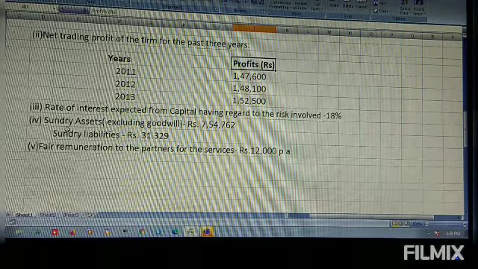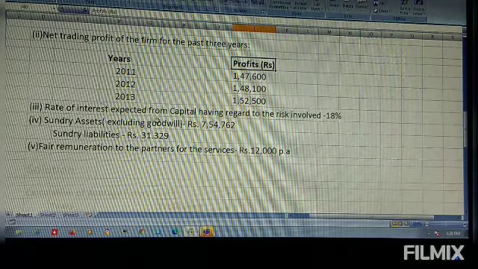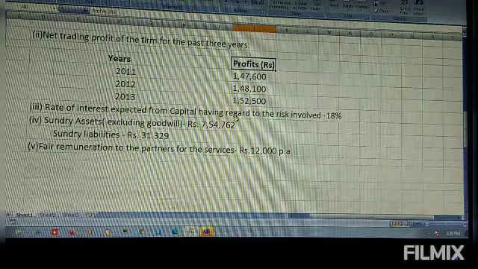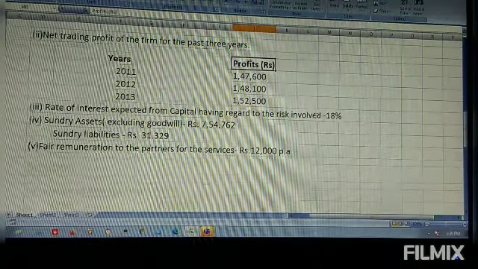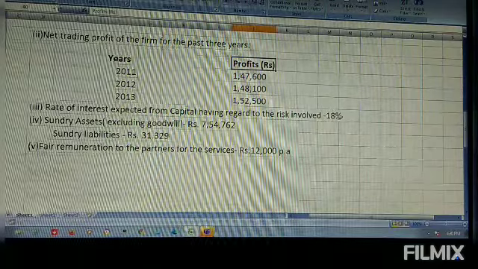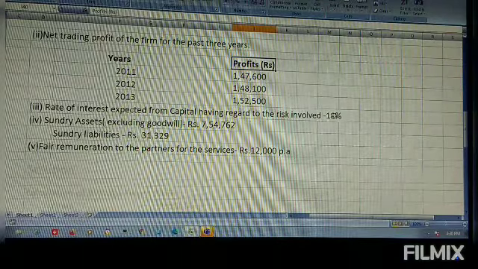Okay, third point is rate of interest expected from capital having regard to the risk involved. So it involves risk-free rate of interest also, remember.